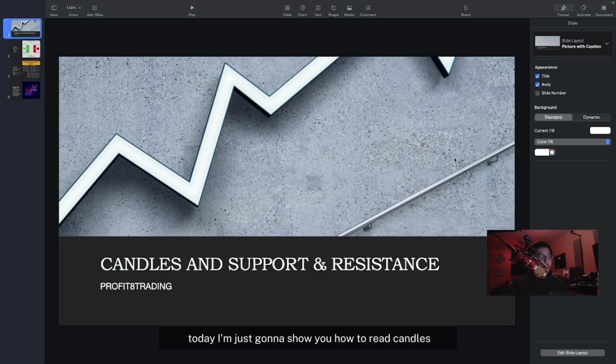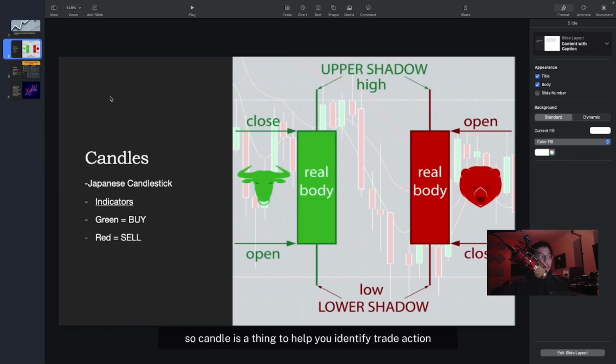Today I'm just going to show you how to read candles and how to identify support and resistance. So first off, what is a candle? A candle is a thing to help you identify trade action, pretty much. One of the most popular candle structures to look at is Japanese candlesticks. There are two types of candles: a green candle and a red candle. Green equals bull and red equals bear.